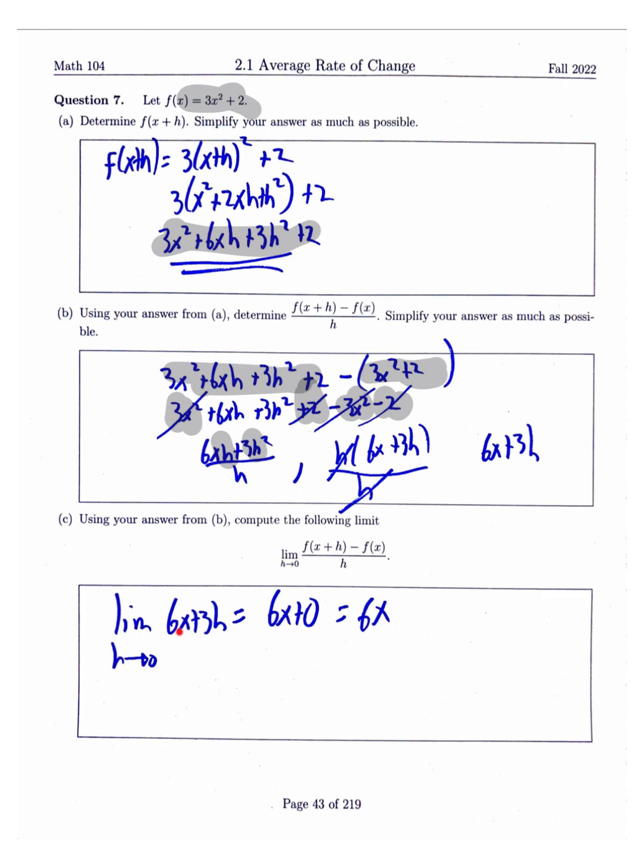And so as h approaches 0, what does 6x plus 3h approach? Well, 3 times 0 approaches 0, so this is just 6x. And that's video number 1.